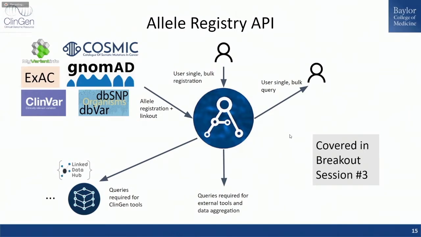So here's the basic flow of the Allele Registry API, which does the vast majority of the heavy lifting in terms of registration, either retrieving and importing data from these data sources we mentioned before. We use APIs to bulk import this data. We've also seen users do single and bulk registrations, as well as single and bulk queries, and all this is done in APIs. For the interoperability parts, we have various tools, like Data Hub, Evidence Repository, Variant Curation Interface, and others that use the Allele Registry APIs to obtain this data. And we also have queries required for external tools and data integration outside of ClinGen.